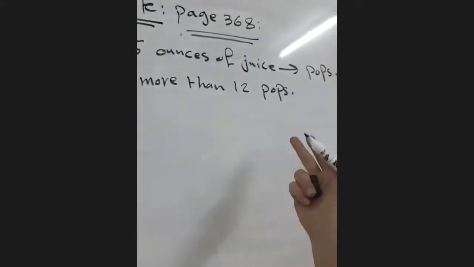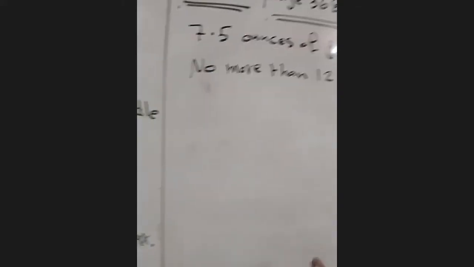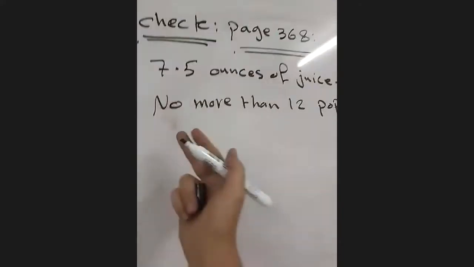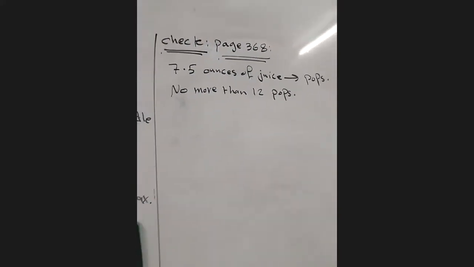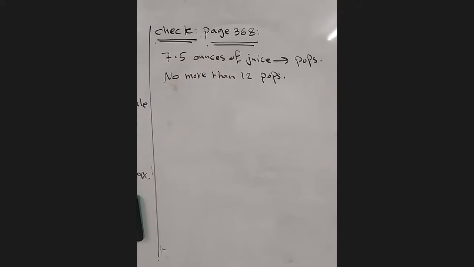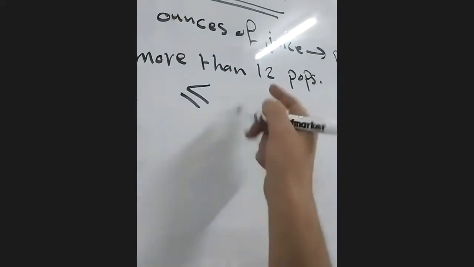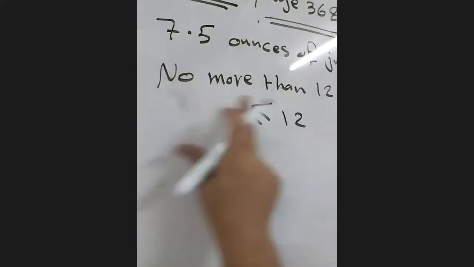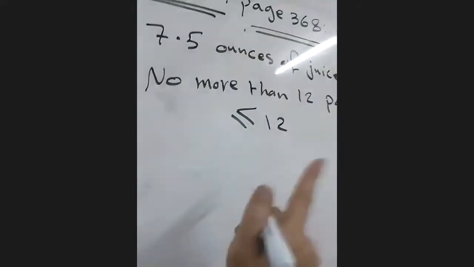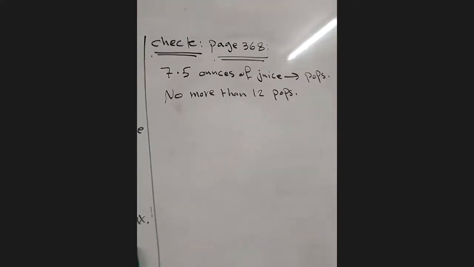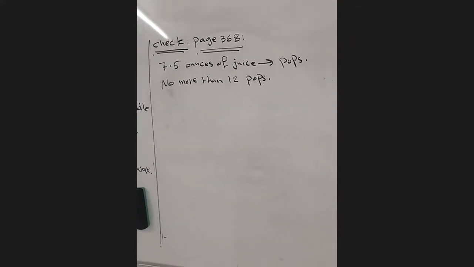Now, no more than 12 popsicles tells us the inequality, like at least. But no more than means what, Dawood? Less than or equal. No more than means less than or equal to 12, right? Not more than. Continue. How much juice should he make? How much juice should he make?